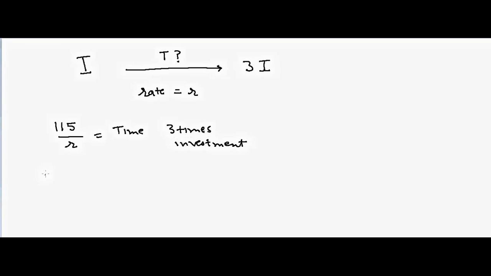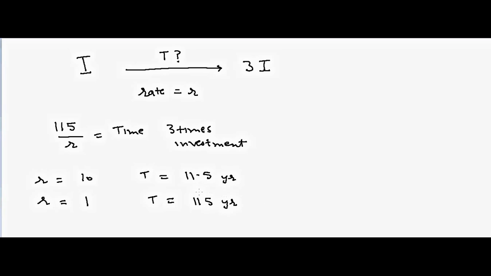So for example, if the interest rate is 10%, then time will be equal to 11.5 years. So this is the approximate time. If interest rates are 1%, then time would be equal to 115 years.